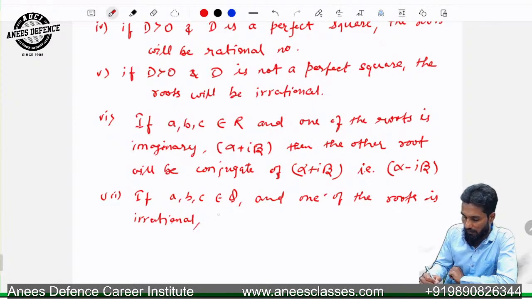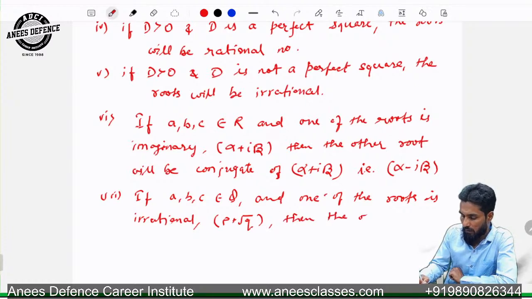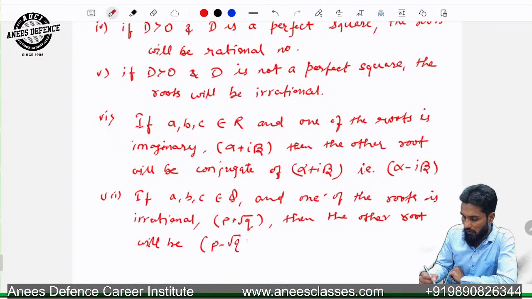So let's take it as p plus root q. Wait, not iota, I should take it under root, like p plus root q. This is one of the roots as irrational. Then if one of the roots for any quadratic equation is irrational, the other root is also the conjugate of that irrational root. The other root will be p minus root q. Got it?